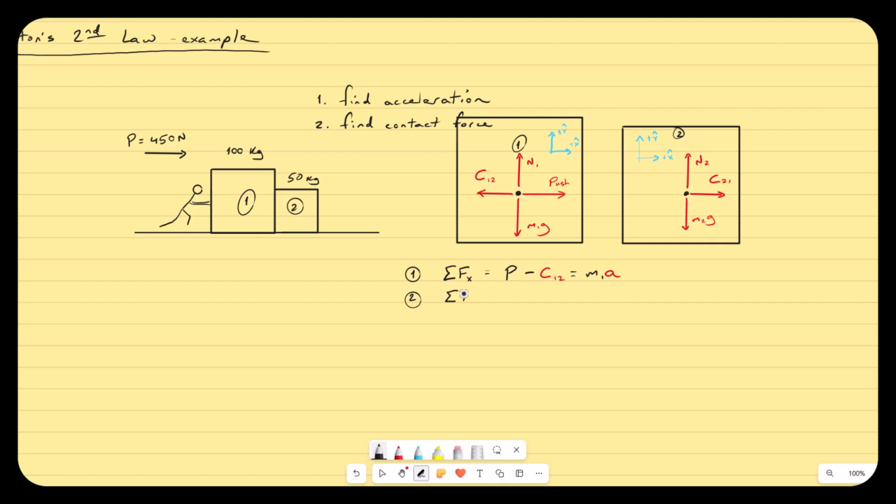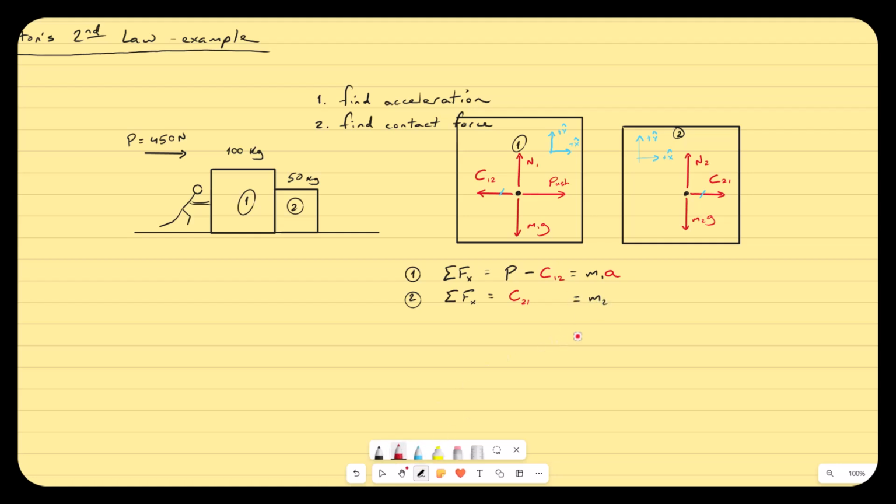number 2. Sum of forces in the x direction here, I have just C12, or C21, but they're equal. I should point that out. This and this will make a third law pair, so they are equal and opposite. I don't need to put any negatives as far as the magnitudes, because if this is a 50 newton force to the left, this is a 50 newton force to the right, this will come out to be negative just because it's pointing in the negative direction. So I'm going to plug in a positive 50, but I'm subtracting it.